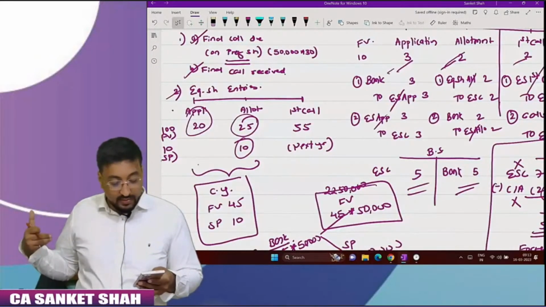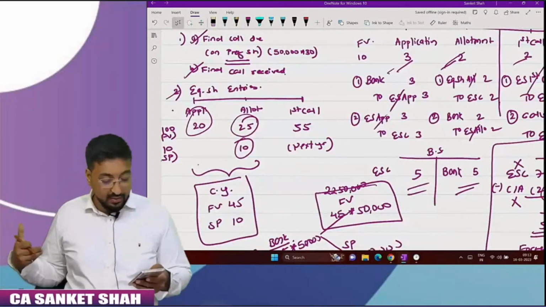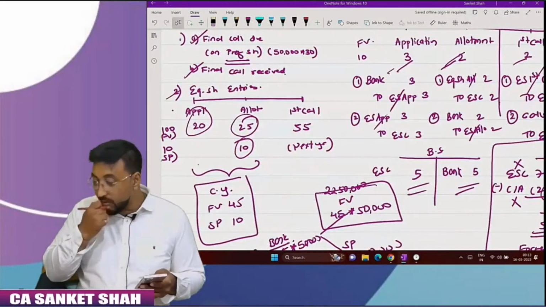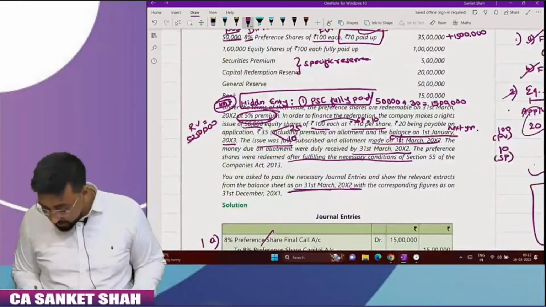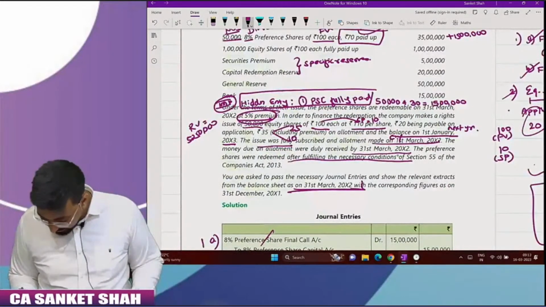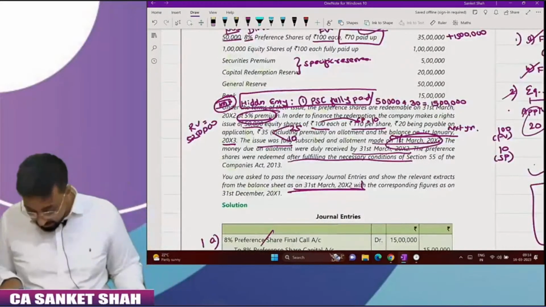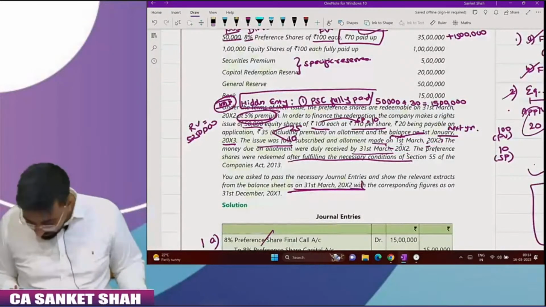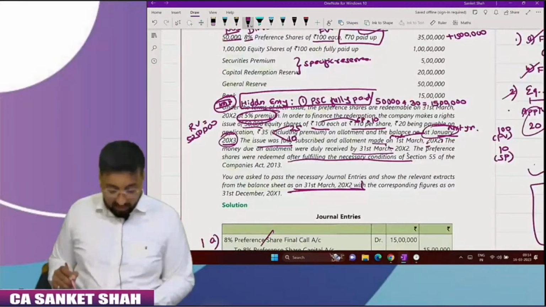Final call is in the next year. So we are not talking about final call here. Our assumption is that final call is not yet called because this is in the next year. You can see the date. They have asked 31 March 2002, and when will the final call come? Final call is in the next year. It is 1 January 2003. So you can see this is in the next year. So final call will come next year.